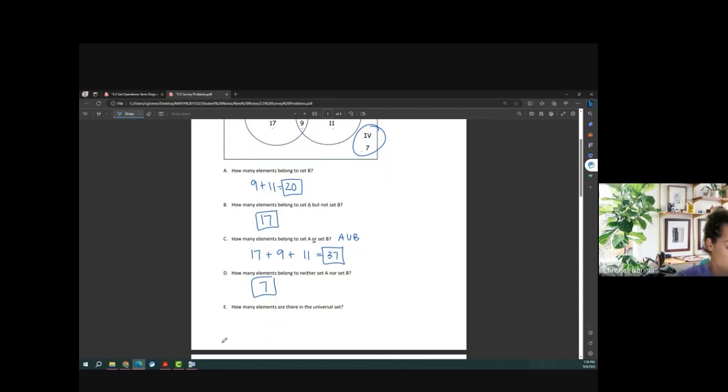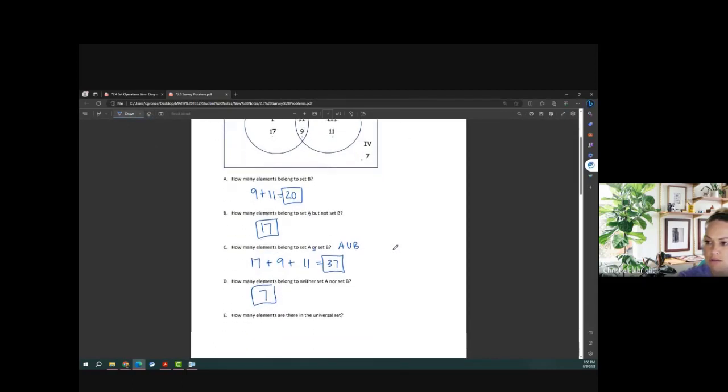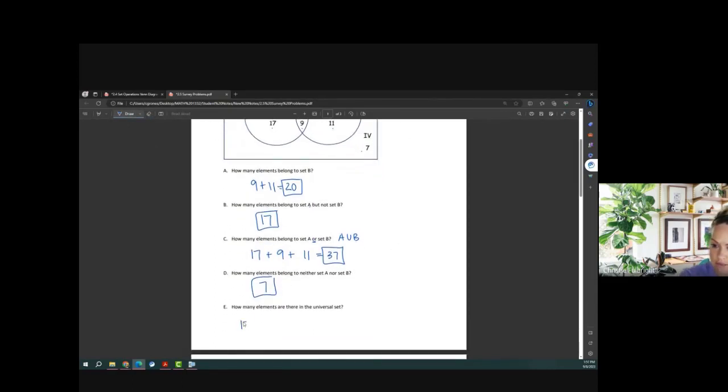And then the last one is, how many elements are there in the universal set? The universal set is everything in our box. So we're going to add 17 plus 9 plus 11 plus 7, which gives us 44 total elements.